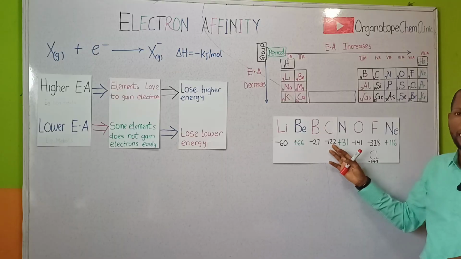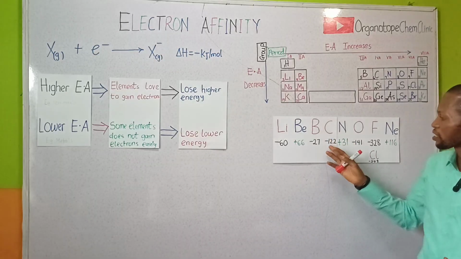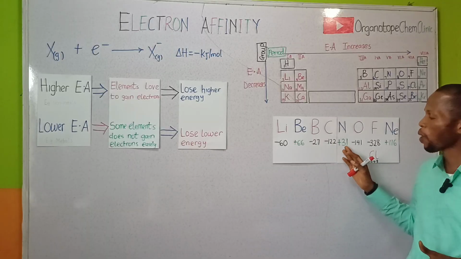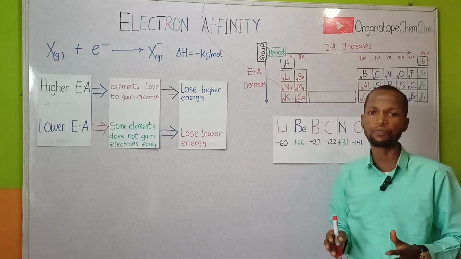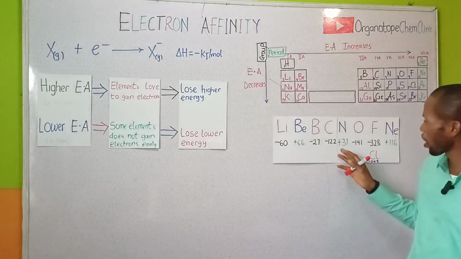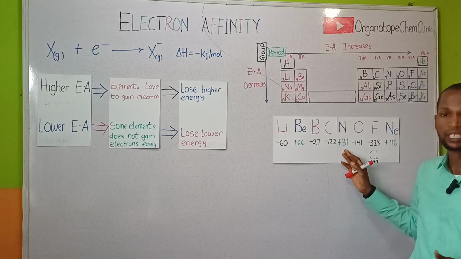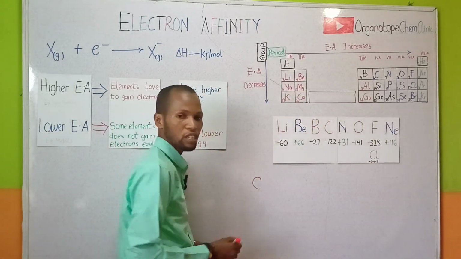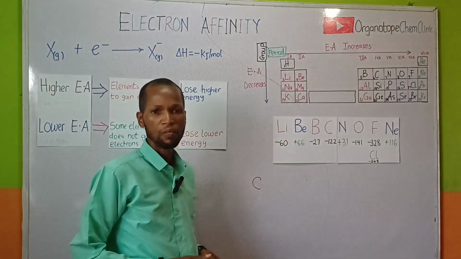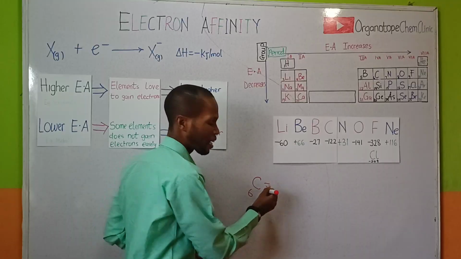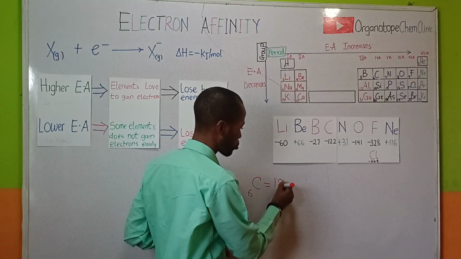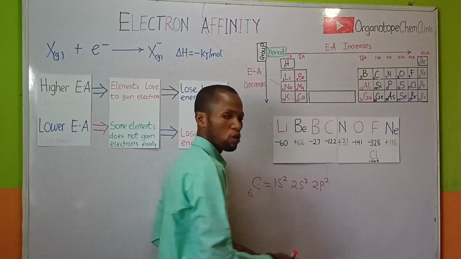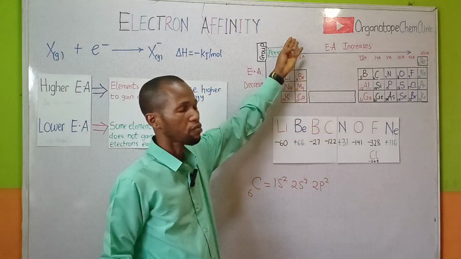I'm going to consider nitrogen and carbon. Carbon is considered to have electron affinity of -122, while nitrogen exhibits a positive value of electron affinity, that is +31, which is endothermic. We can observe that in the electronic configuration of carbon, carbon has atomic number 6, and it has the electronic configuration 1s2, 2s2, 2p2. We've discussed the electronic configuration. You can check the video right here.